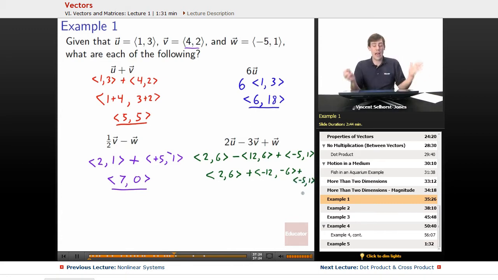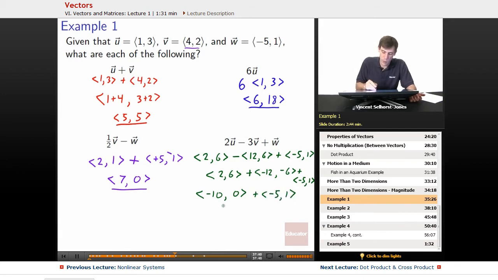At this point, we could add them all together. We could add them one by one, so it doesn't really matter how we approach this. Let's just add the first two. So 2 and negative 12 becomes negative 10. 6 and negative 6 becomes 0. Plus, bring down the rest of it, negative 5, 1. So negative 10, 0 plus negative 5, 1. Negative 10 and negative 5 becomes negative 15. 0 and 1 becomes positive 1. And there it is. So basics of vector addition and multiplication by scalars.